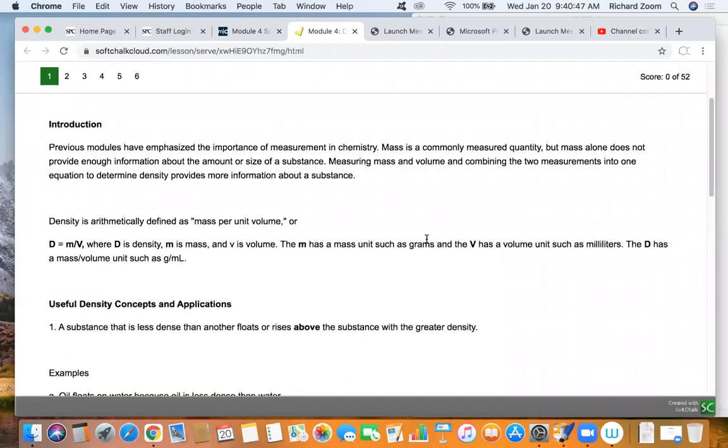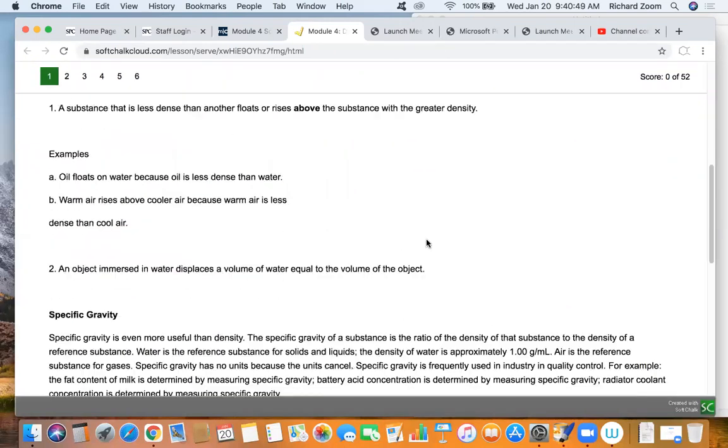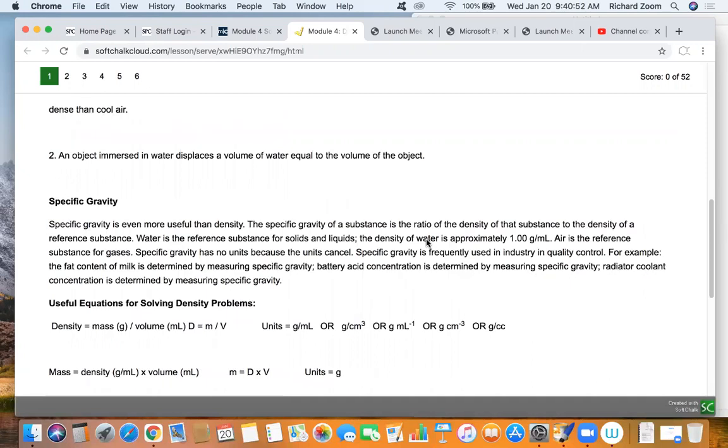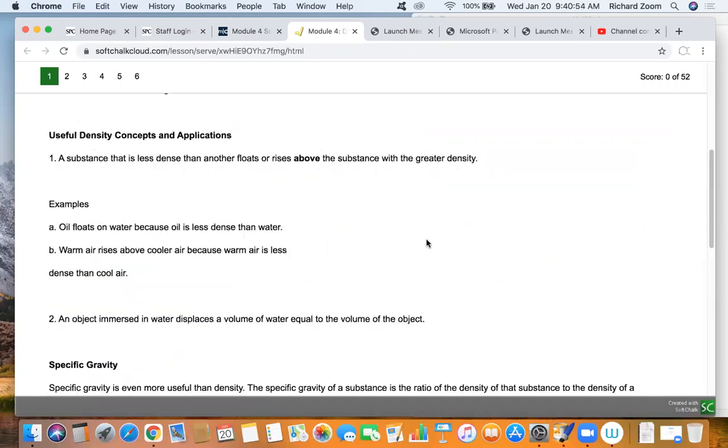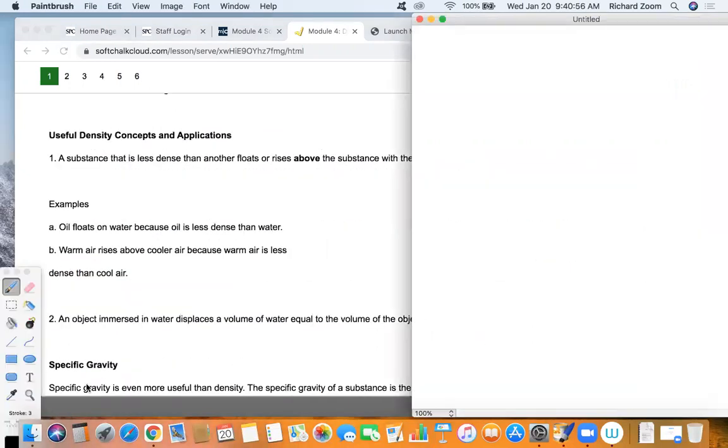And what we're looking at here is density for this module. So it's not a particularly difficult module. And what we're going to be looking at is how we manipulate the density equation, which I think most people are definitely aware of here.